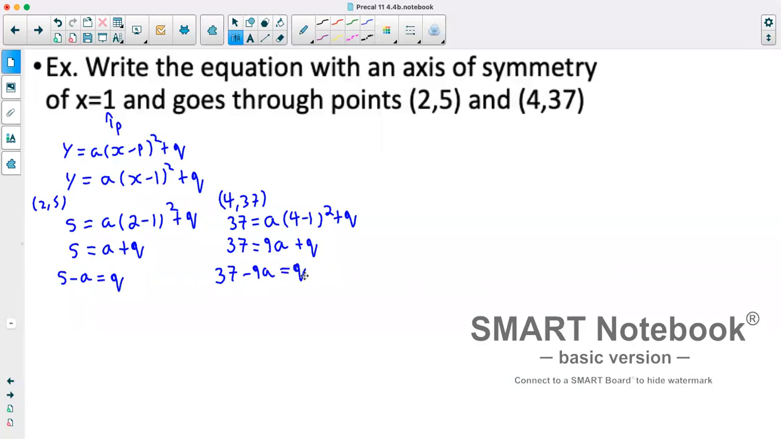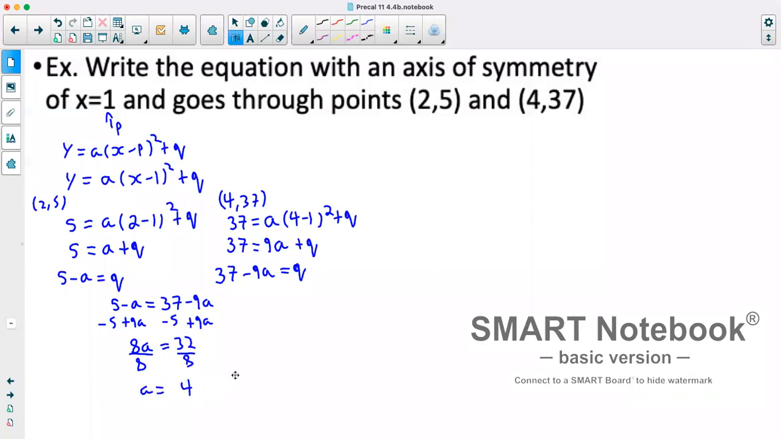Now in both these equations, q is equal to the same value, which means that these 2 equations must be equal to each other. So we have 5 minus a equals 37 minus 9a. We'll then rearrange and solve for a. So I'd add 9a to both sides and subtract 5 from both sides. So that gives us 8a is equal to 32. We divide both sides by 8. We get an a value of 4.